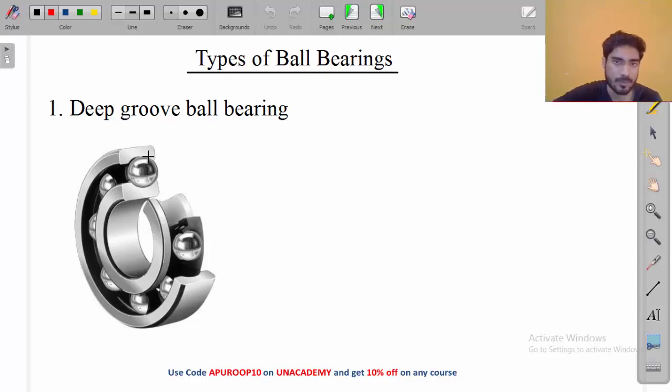Do you understand this much, my friend? Now let's see one by one what the types of bearing are, and I am using these images.